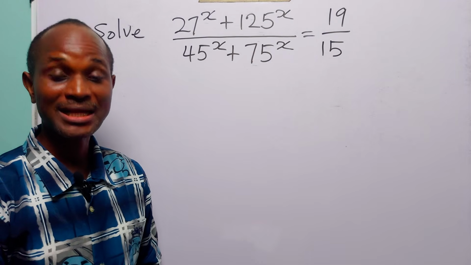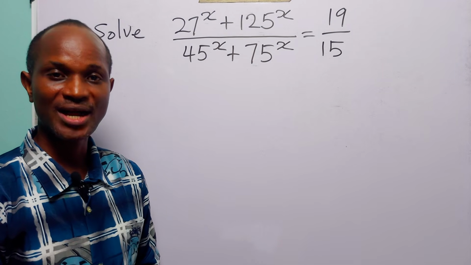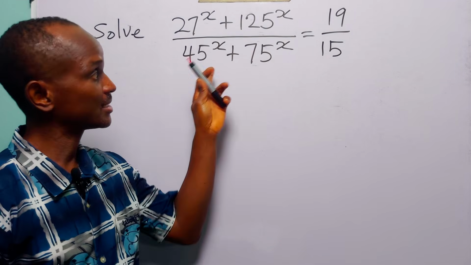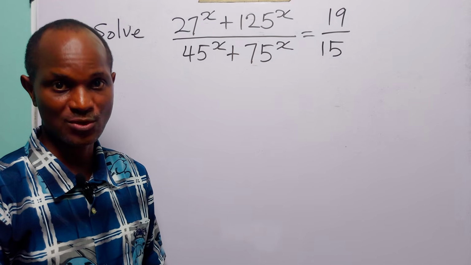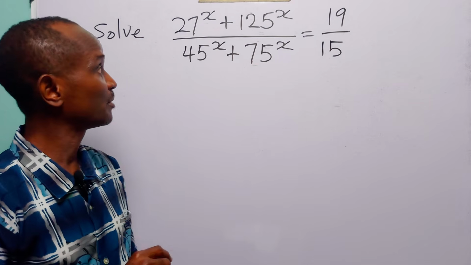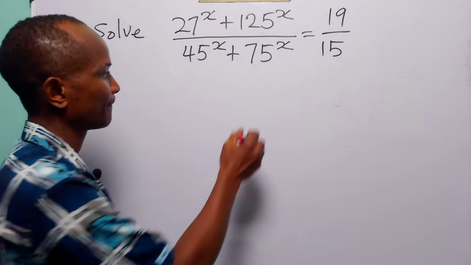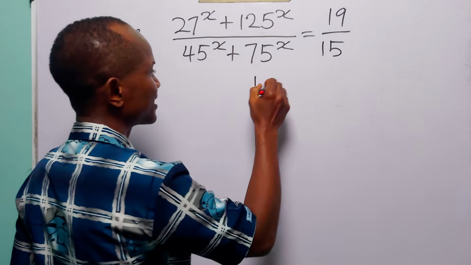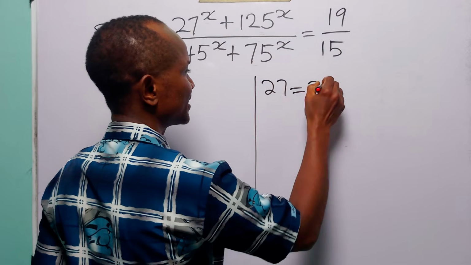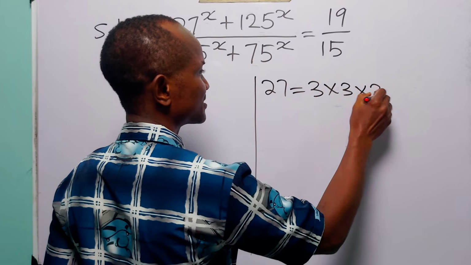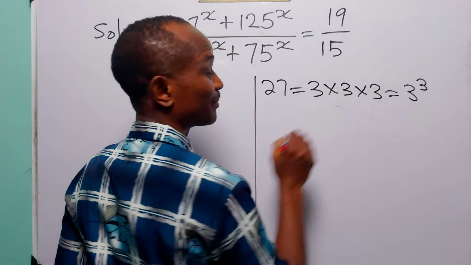Hello and welcome. In this math tutorial, our task is to find the values of x that satisfy this exponential equation. Now, to solve this problem, let us start by looking at these four numbers. 27 is 3 times 3 times 3. That is 3 to the power 3.